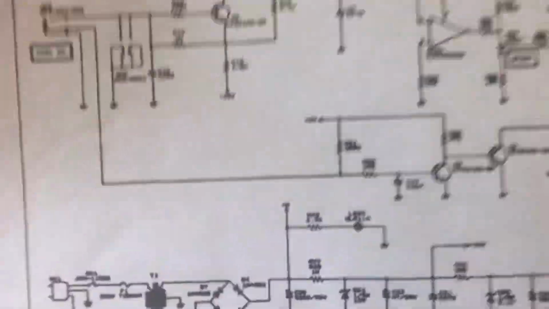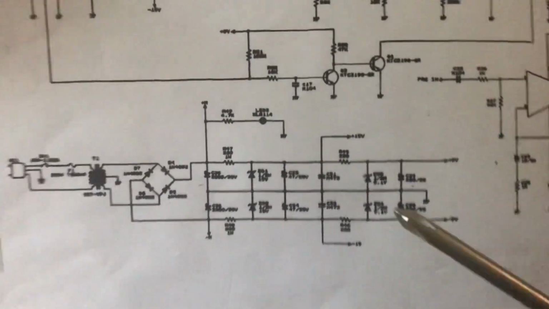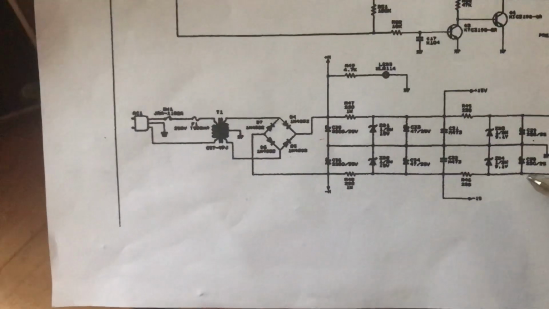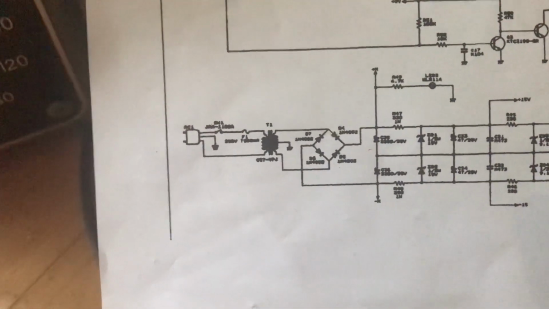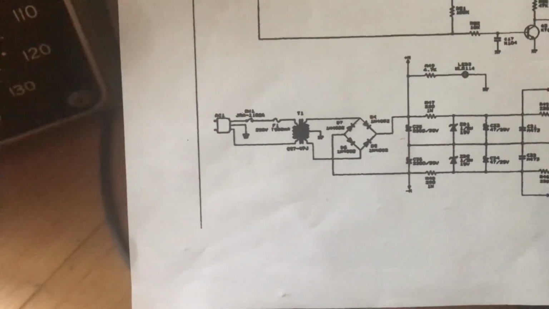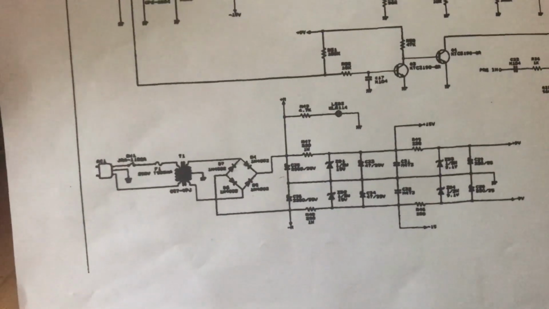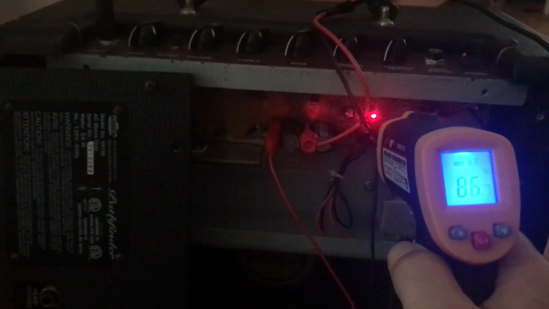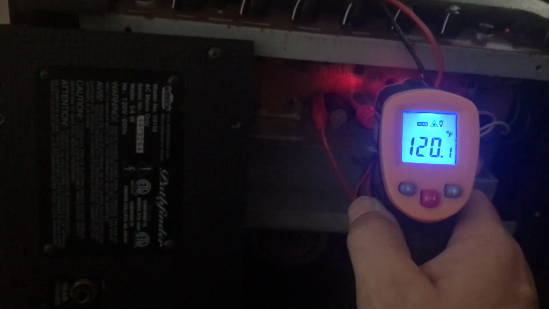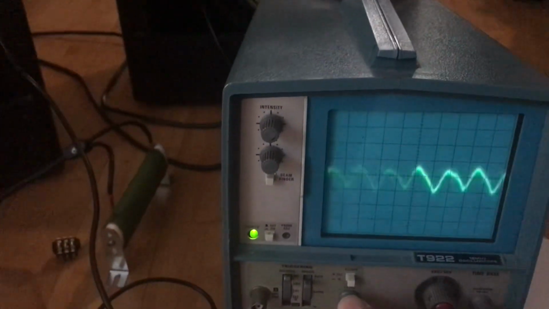Now we're getting up to C30, C29. This is the third set, the third pair, right here. Let's take a temperature reading of those. So this is, I believe, on the right, C29. 86, 84 Fahrenheit. And C30, 120. I took that out of circuit. It tested fine.